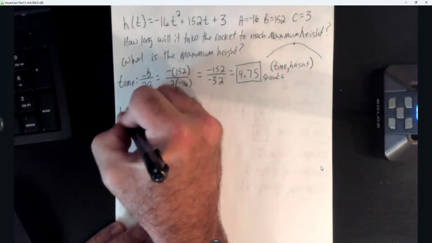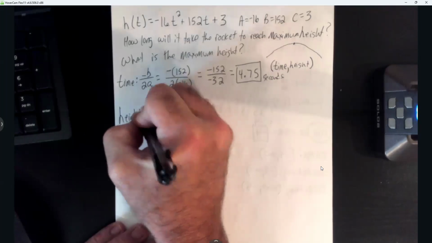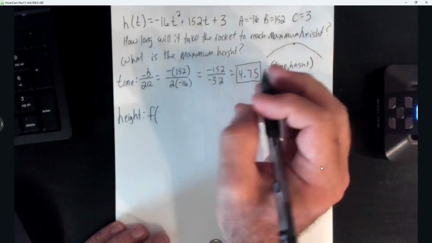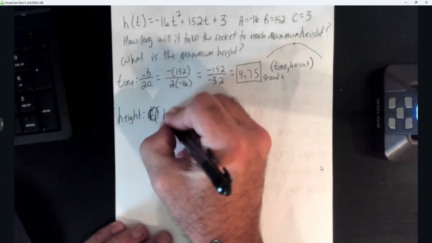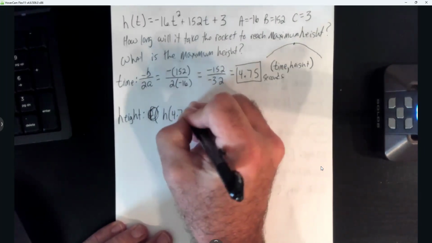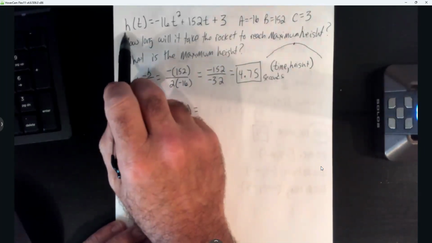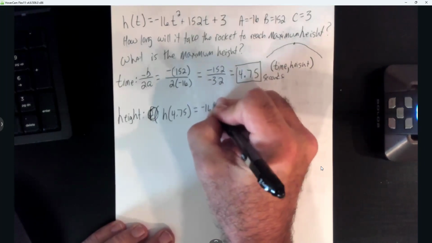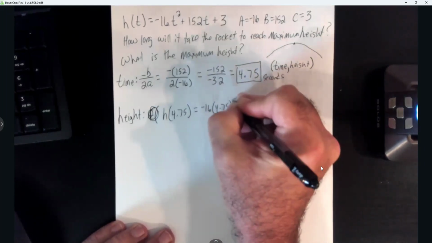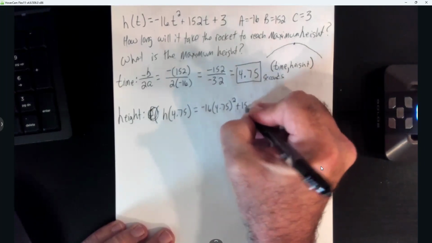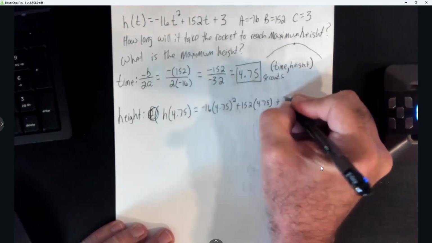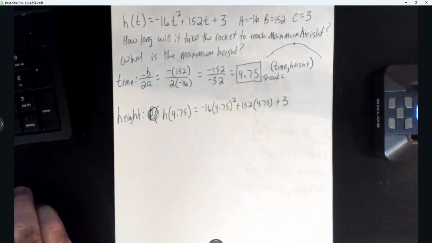Now, for the height will be f of 4.75. Well, for us, it's actually going to be h, right? H of 4.75, because that's what my formula is giving me. All right, so I would take negative 16 times 4.75 squared plus 152 times 4.75 plus 3. So y'all, there's so many decimals, I'm just going to punch that on my calculator real quick.